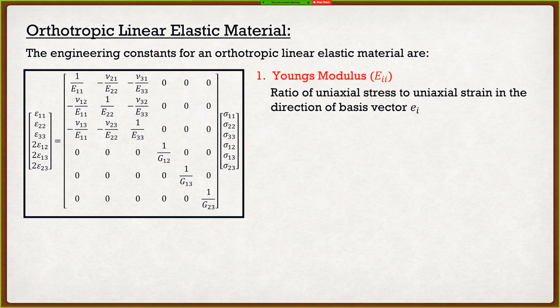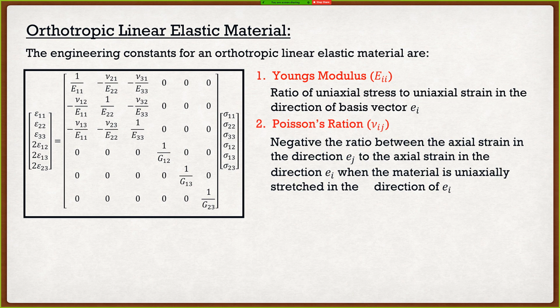The second one that we have is the Poisson's ratio, which is nu_ij, and this is the negative of the ratio between the axial strain in the direction e_j to the axial strain in the direction e_i when the material is uniaxially stretched in the direction of e_i. So it's a lot to take in, but in essence, you already know what Poisson's ratio is. It's something very common in engineering. Basically, if I were to squish something, we would expect it to expand. I'm saying expect because there are cases where the opposite is true, but that's the effect of Poisson's ratio.